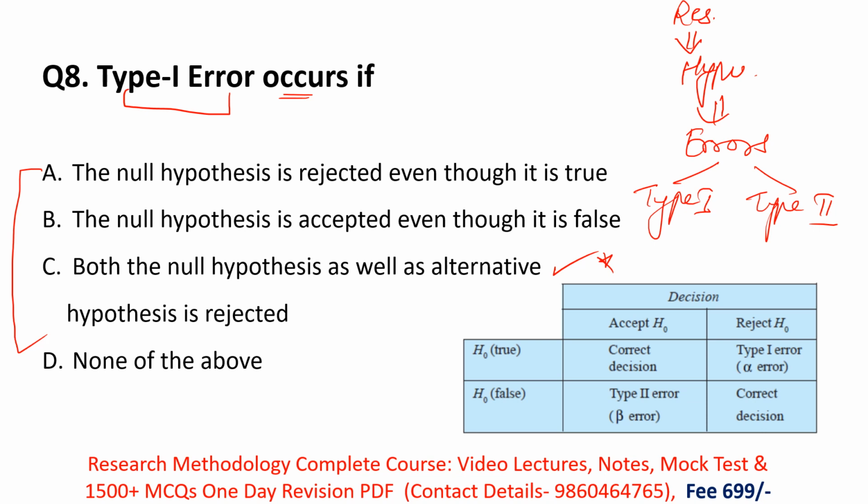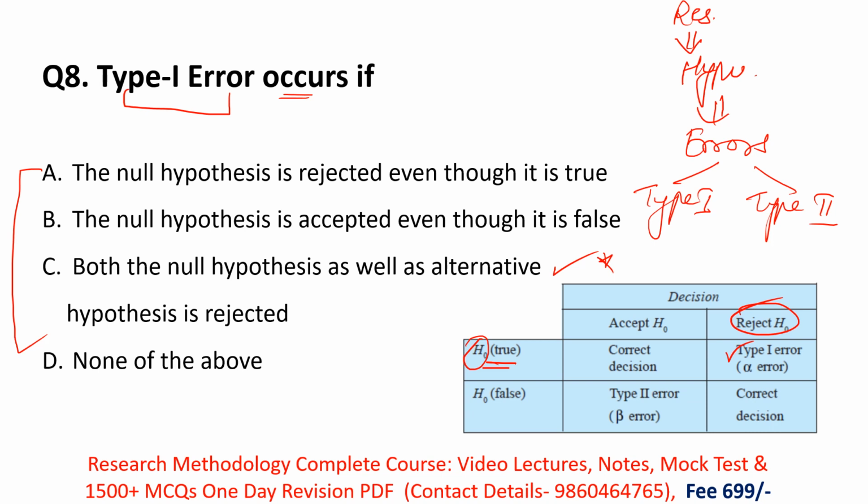Remember here in the table your null hypothesis is true, and you are rejecting your null hypothesis. That means you are taking a wrong decision. So this is known as type 1 error. Here H naught means null hypothesis. When your null hypothesis is true and then you are rejecting it, it means you are taking a wrong decision, you are making an error. That's why it is known as type 1 error.